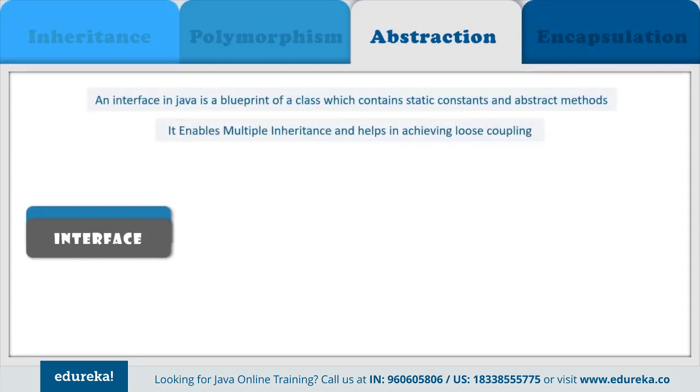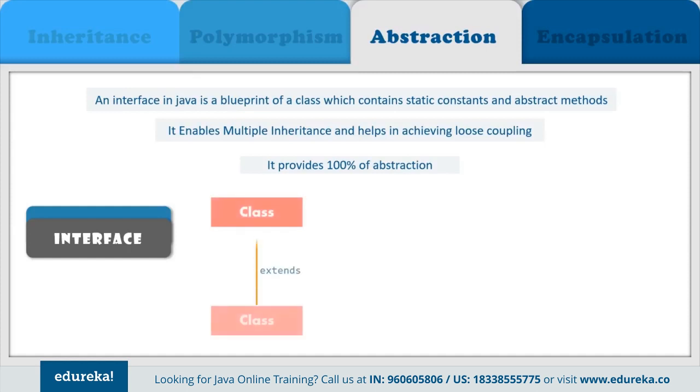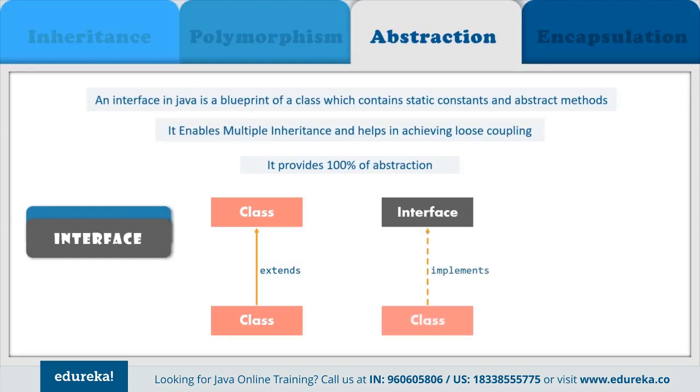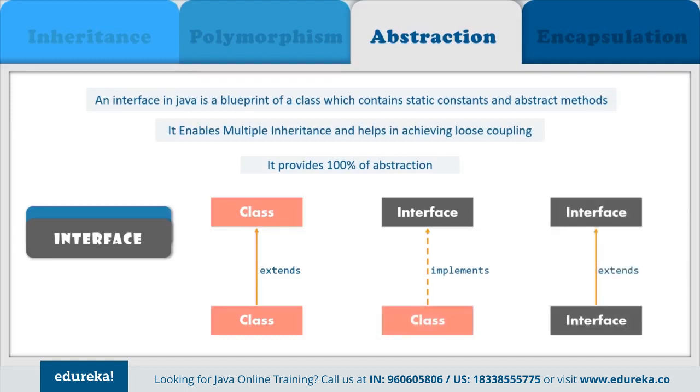So interface is a blueprint for a class which will contain some constants and abstract methods. So it will enable multiple inheritance and helps in achieving the loose coupling. So a class can extend a class. A class implements an interface. Now this is one of the major differences between classes and interfaces. So we got interface to interface inheritance as well. So guys, abstract class and interfaces, we'll see practically in our other sessions.